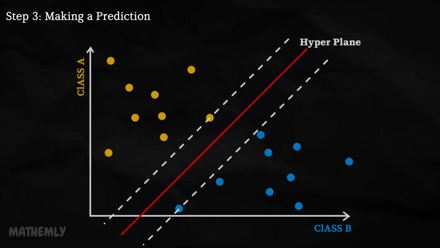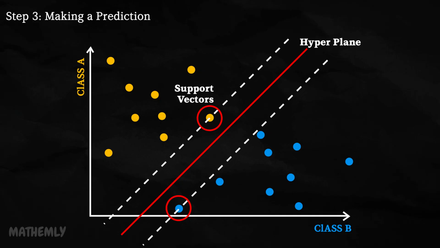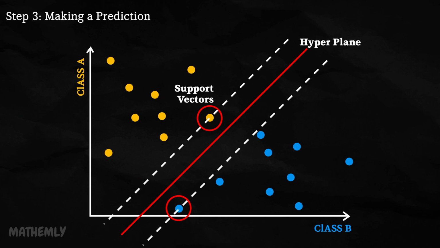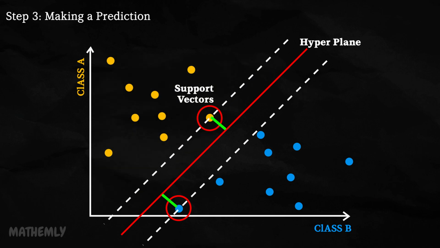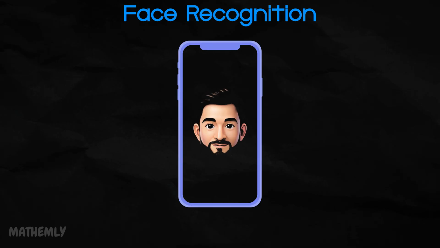Step 3. Making a prediction. Once the optimal hyperplane is found, SVM classifies new data points based on which side of the boundary they fall. If a new data point falls on one side, it's classified as class A. If it falls on the other side, it's classified as class B. As an example, let's consider face recognition. Imagine your phone uses face recognition to unlock. How does it know whether the face in front of the camera is yours or not?